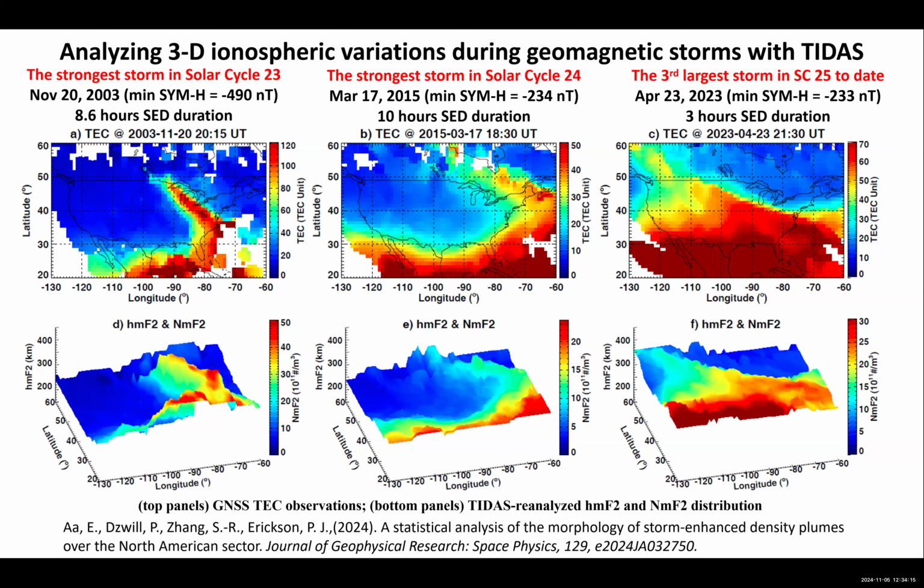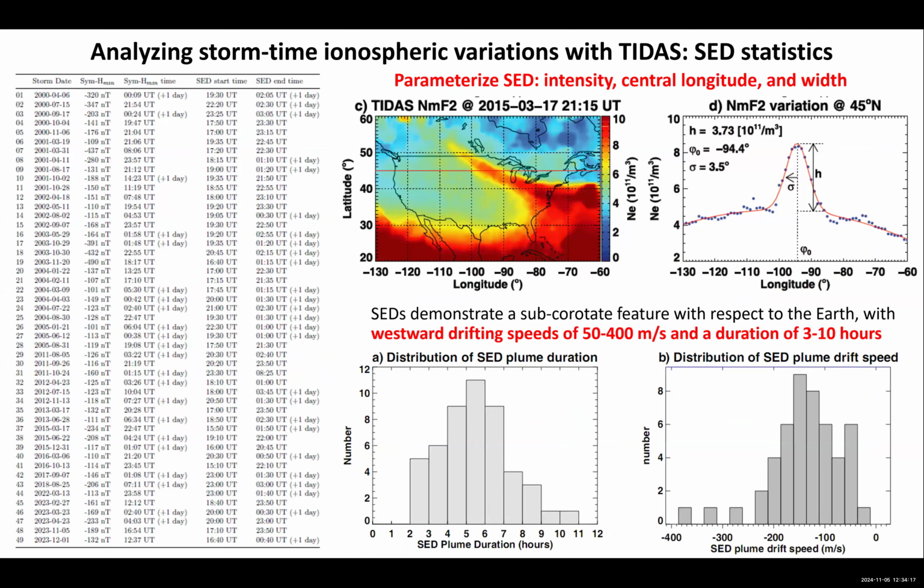Because of this, we did a very comprehensive, very thorough analysis of all the ICD events during the past 20 years. From 2000 to 2023, we analyzed all the strong geomagnetic storms, and we extracted about 49 events with clear ICD signatures over the North American sector. And we marked the starting time and ending time of the ICD. So for each ICD event, we can do a parameterization.